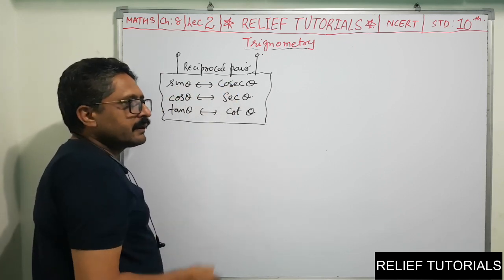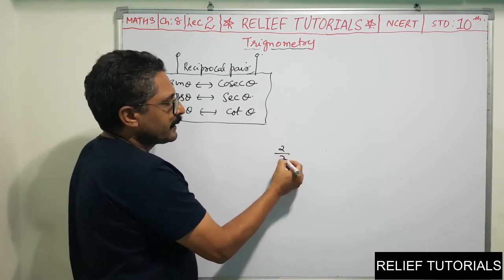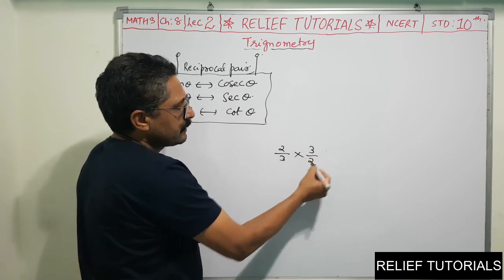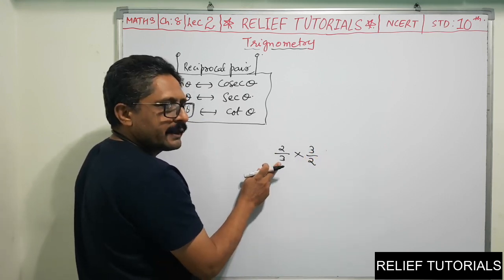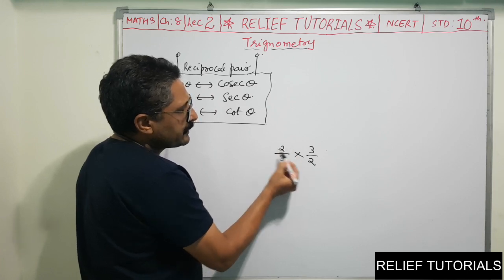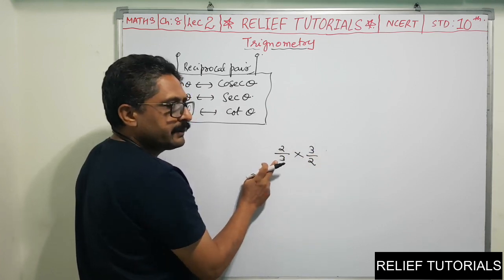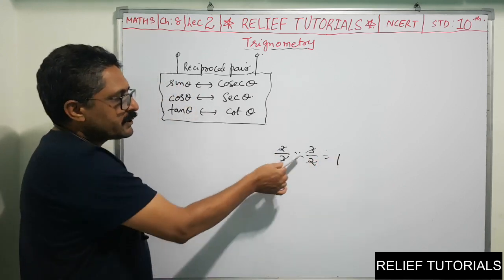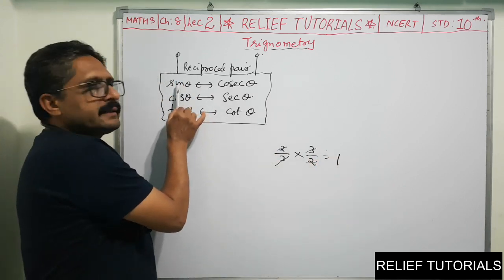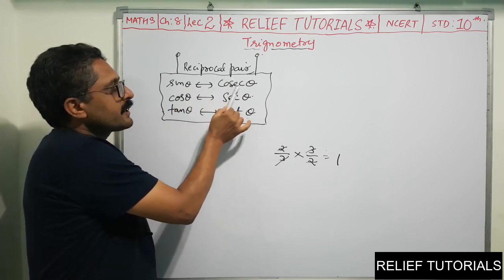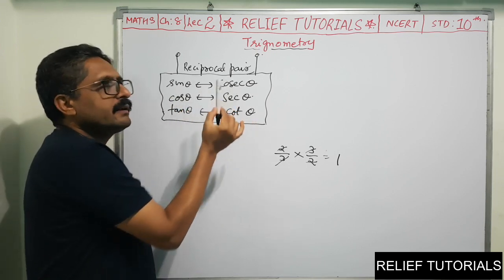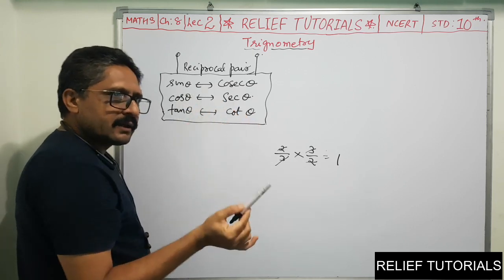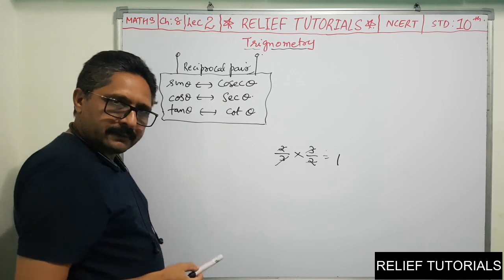So the product of a number, I told you yesterday, suppose 2 by 3 is one number, and the product of this number with its reciprocal: the reciprocal of 2 by 3 is 3 by 2. So the product of a number and its reciprocal is always equal to 1. Based on this, sin theta and its reciprocal ratio cosec theta have a product equal to 1. So sin theta into cosec theta is 1, cos theta into sec theta is 1, tan theta into cot theta is 1.